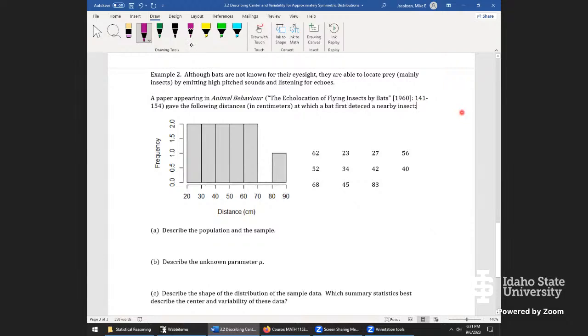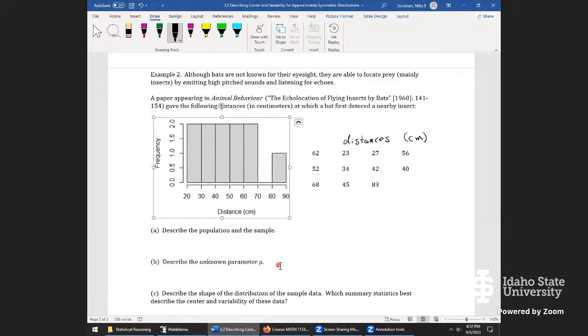Well, that means the context for these data are distances in centimeters. We have numeric data. This would be numeric continuous type data. And let's see what else is going on. We have a nice histogram. It's an odd looking one for certain.